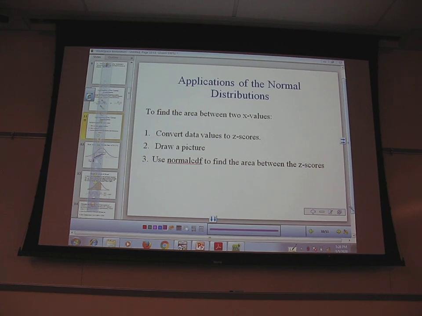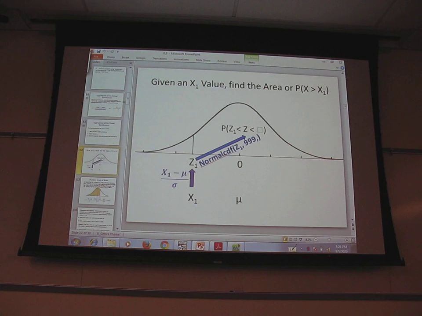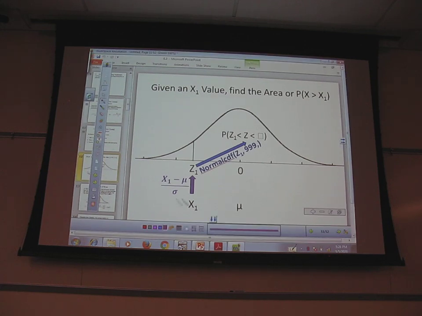So we're just adding this one step above everything else. First take your data values, convert each data value to a z-score. And then just like we've been doing before, draw a picture, put in your z-scores, use normal CDF. So here are the steps. The first step, convert every x value to a z-score. The second thing would be drawing a picture, and the last thing would be using normal CDF.